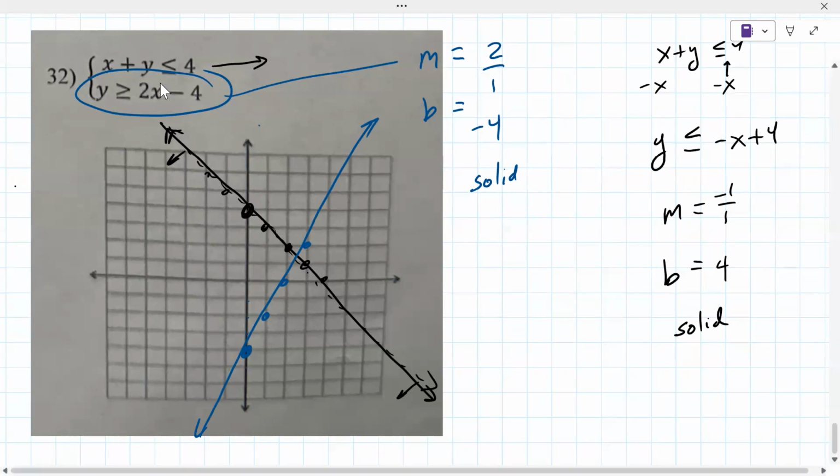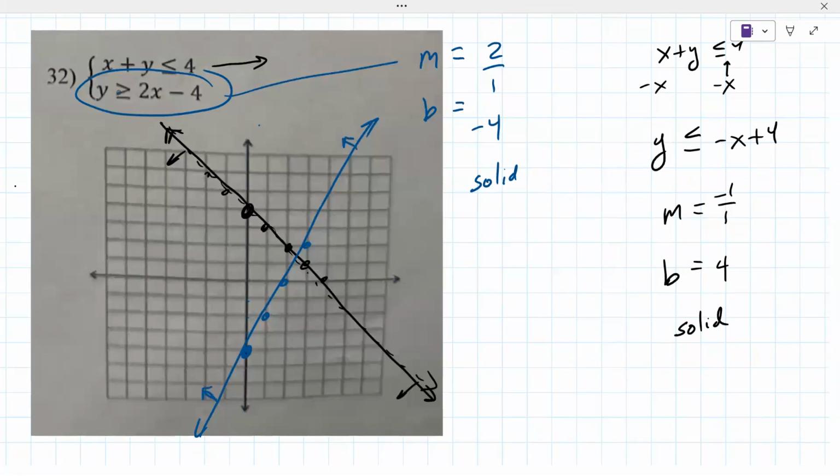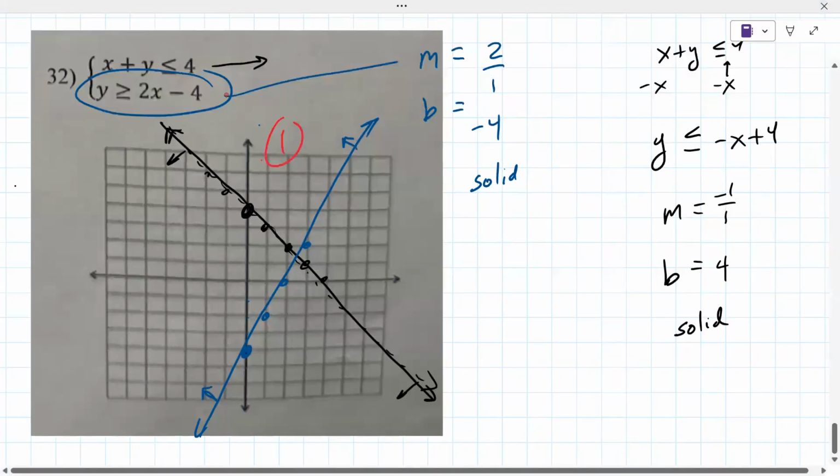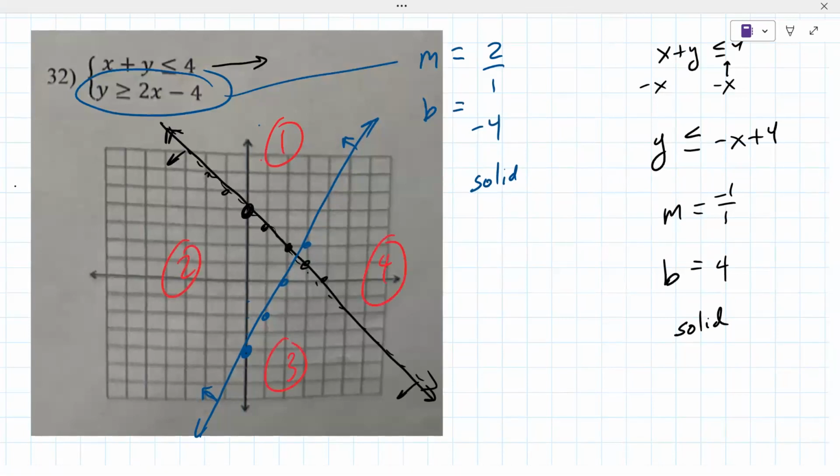Now do you shade above or below it? And it's this one over here. Shade above. Yeah. So again, there are 4 regions, which one is it? 1, 2, 3, and 4. Which one would it be? Would it be 2? It is 2, yeah. Good. Yeah, that's a lot easier than I thought.